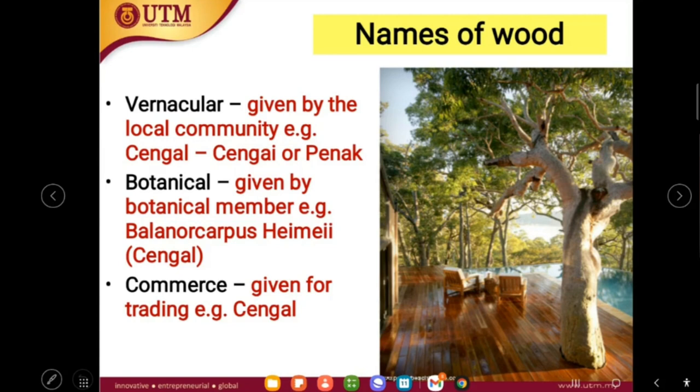Doctor, I want to try. Timber is a tree that has not been processed yet, but wood is a product that has gone through a lot of processes, an end product. Okay, good, Hafiz. The idea is already there. So the difference between timber and wood is after process and before process.